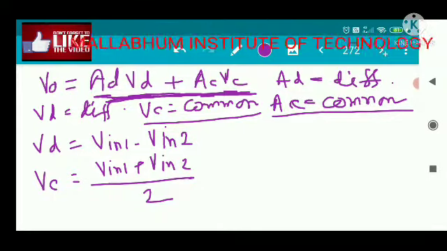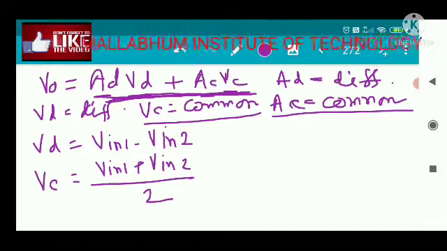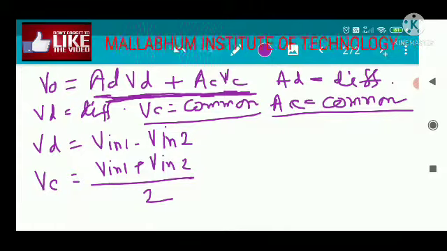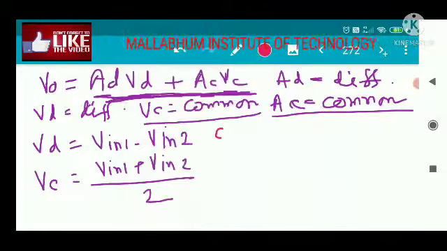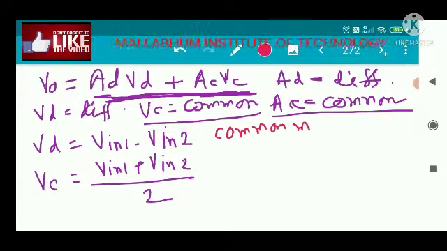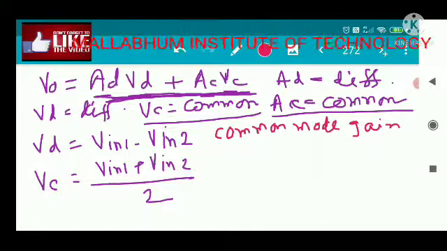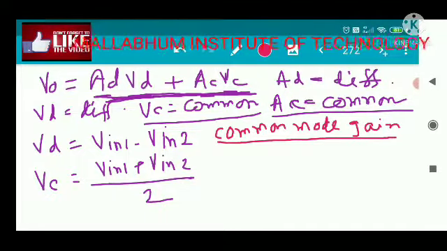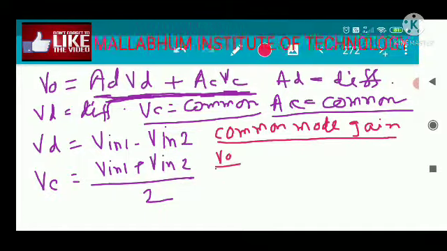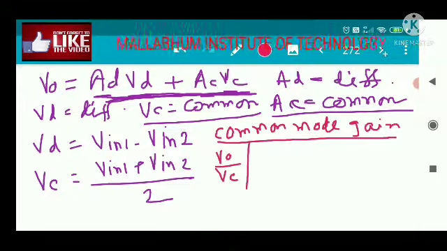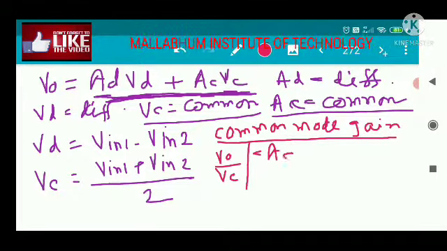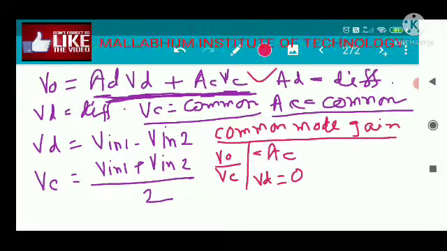So whenever you calculate the common mode gain, this is your common mode gain. The common mode gain is V0 divided by VC. VC is the common mode signal, so this is nothing but your AC, whenever your VD is equal to 0. From that equation you can easily verify what the common mode gain is.